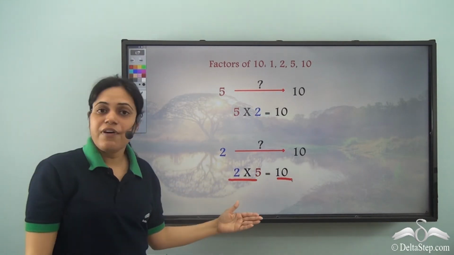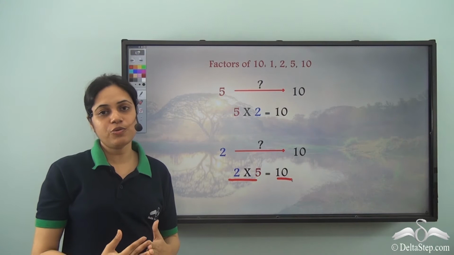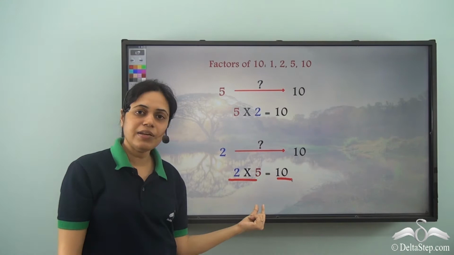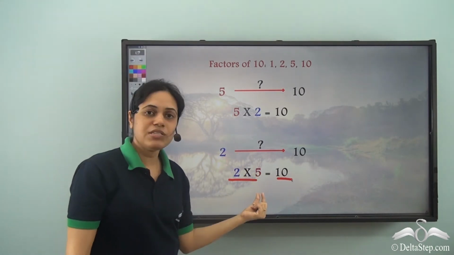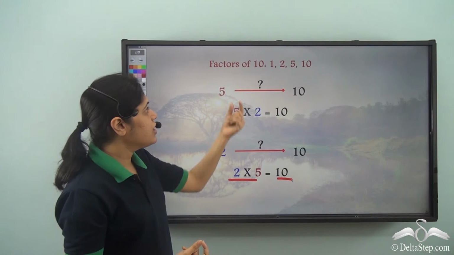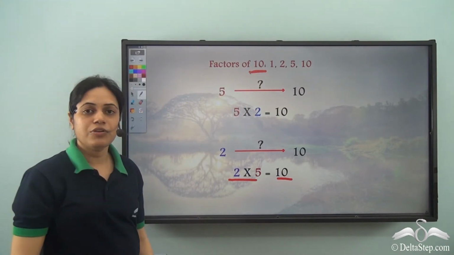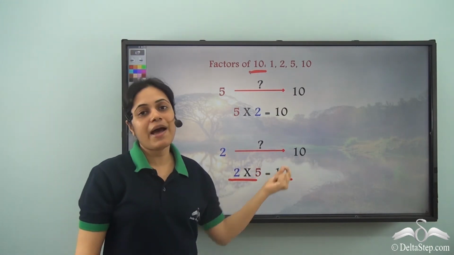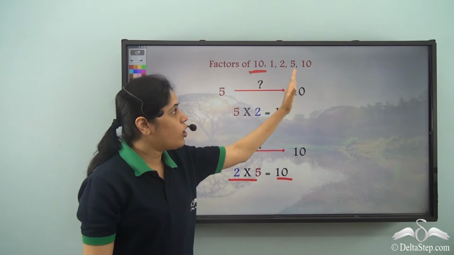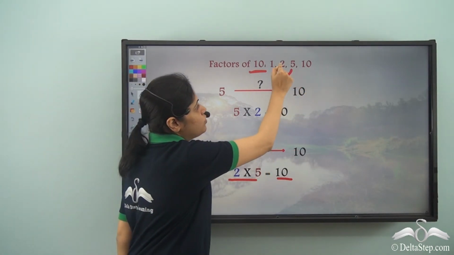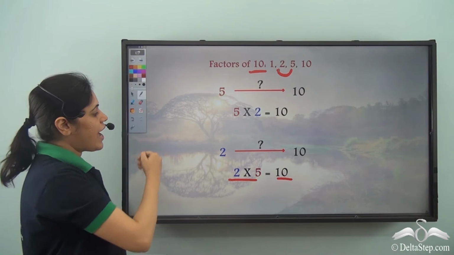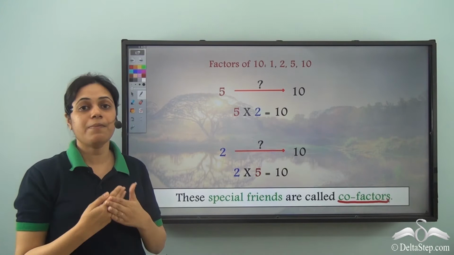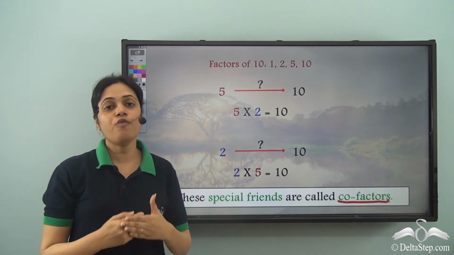So this is why 2 and 5 are special to each other. When they are multiplied with each other, they give me 10. So these factors, when multiplied with each other, give me the original number 10. So these are factors of 10 and when multiplied, they give me back 10. So among all the factors of 10, these two combine to give me 10. And these special friends are called cofactors. So in maths, we call them cofactors.